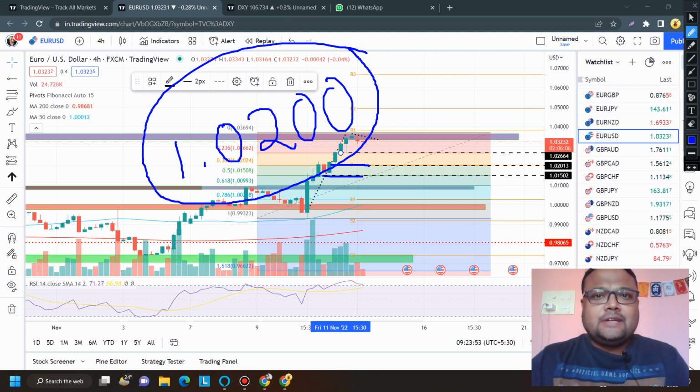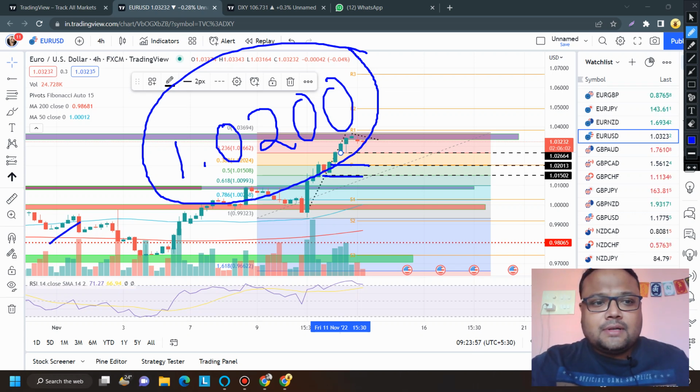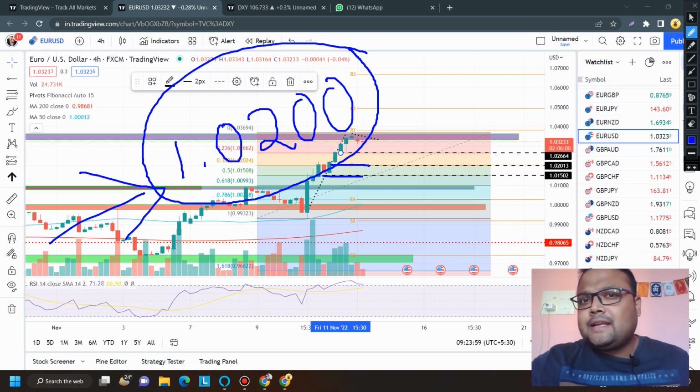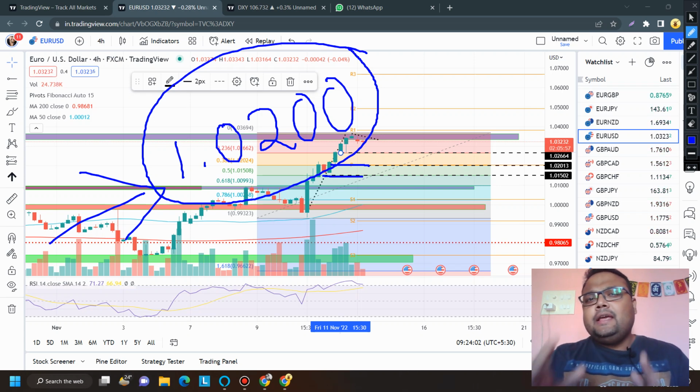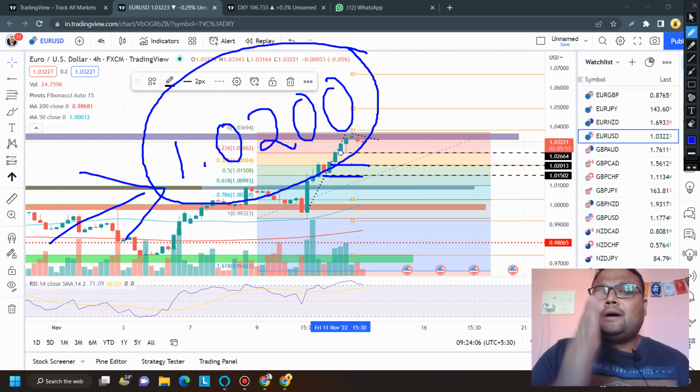And whatever we are discussing right now is mainly for day trading purposes only. This is the first support from where you can expect the market to bounce. So during the day, if EURUSD comes down and the dollar starts trying to recover, then you can expect the market to bounce from this level. If the market bounces, you can go for a buy.